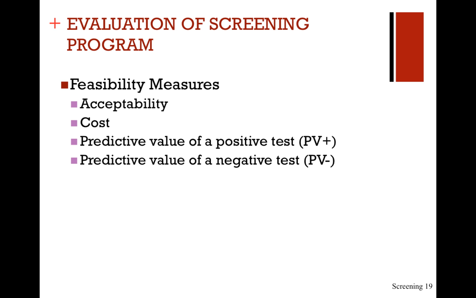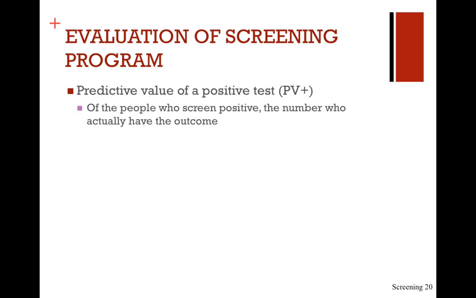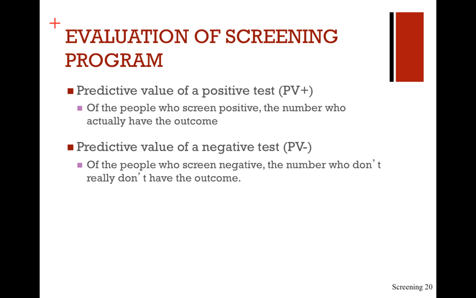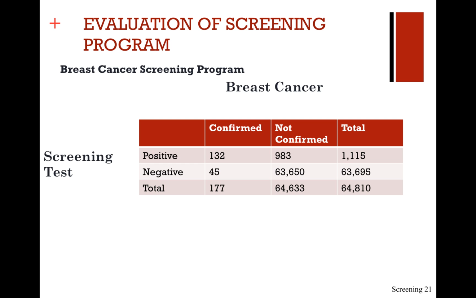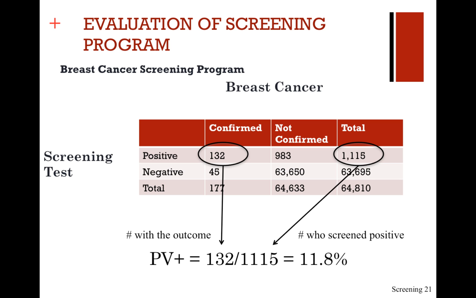And then looking at feasibility about the predictive value of a positive test and the predictive value of a negative test. So the predictive value of a positive test says that of the people who screen positive, how many actually have the outcome? And the negative predictive value is of the people who screen negative, how many people really don't have the outcome? So going back to our breast cancer screening program, now instead of looking down the columns, we're going to be looking across the rows. So of the people who were screened positive, how many actually had the disease?